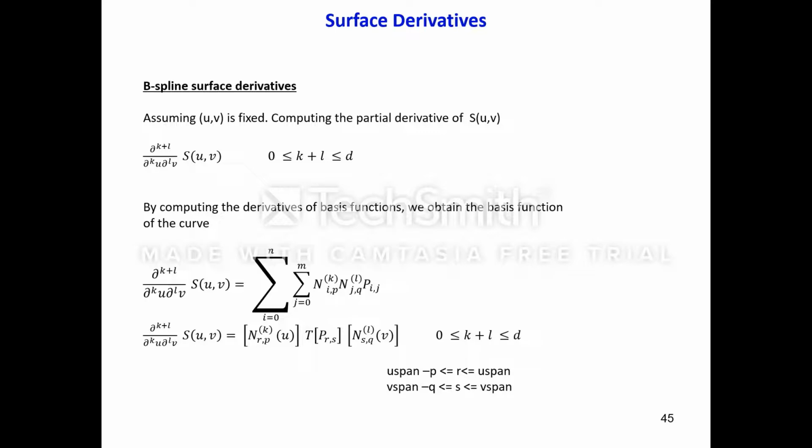Next, we talk a bit about the B-spline surface derivatives. Let u, v be fixed, and generally one is interested in computing all the partial derivatives of S of u, v up to and including an order of d. So this is a partial derivative of S(u, v) of order k plus l, with k with respect to u and l with respect to v. By computing the derivative of the basis function, we get the below formula, where u span minus p is less than or equal to r less than or equal to u span, and v span minus q is less than or equal to s less than or equal to v span.